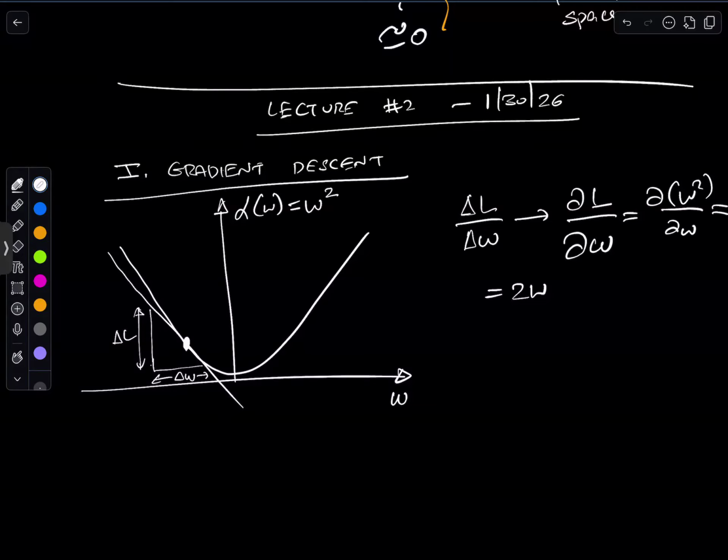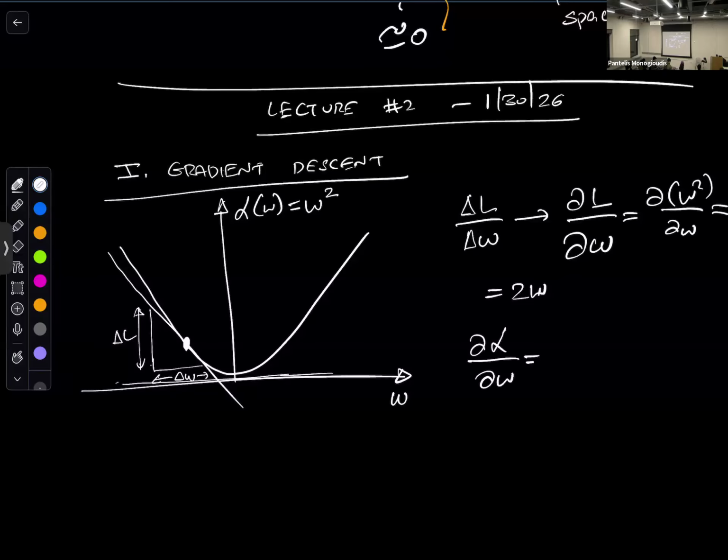What is the slope at that point? The slope is 0. So at the optimum, the optimal point, the partial derivative of the loss with respect to W is equal to 0. In other words, W star is going to be 0, because 2W star is 0, therefore W star is 0, which is a trivial analytical derivation of what was evident from the plot.